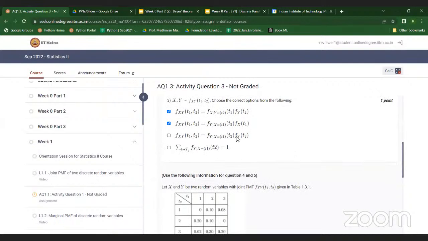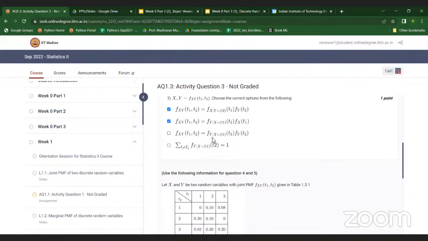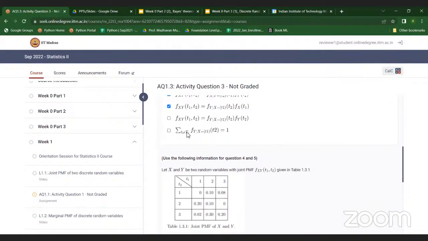The third option, fxy of t1, t2 equal to the conditional of Y given X equals t1 multiplied by fy of t2, is not correct. We should be multiplying with the probability of X equals t1. When you're conditioning, f of Y equals t2 given X equals t1 should be multiplied with, sorry, fx of t1. Option number 3 is incorrect. The sum over t2 belonging to the range of Y of the conditional of Y given X equals t1 at t2 is 1. This is correct.